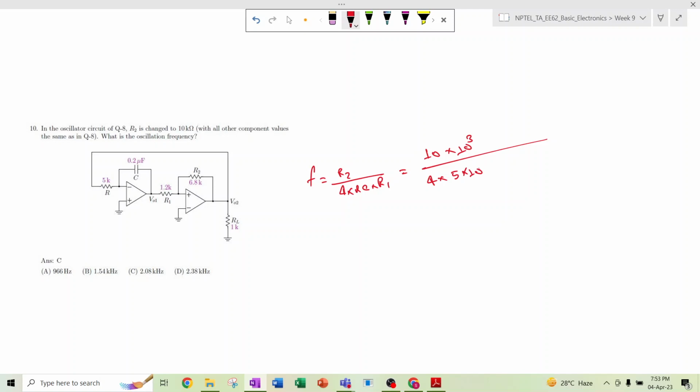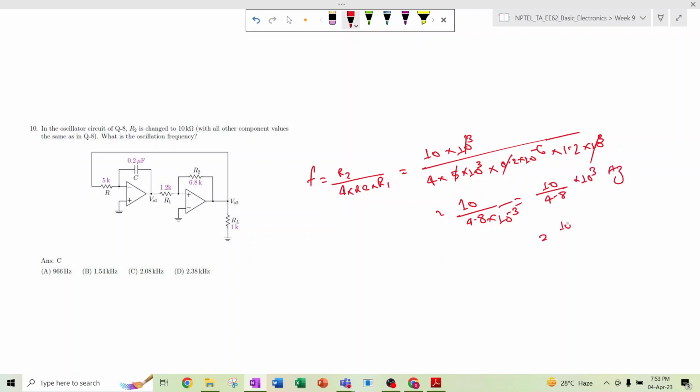So R is 5 into 10 cube, C is 0.2 into 10 to the power minus 6, and what is the value of R1? So the R1 is 1.2, right? 1.2. So now 5 and 0.2 cancel out, and this is 1.2 kilo ohm. So these two also cancel out. So now it will be 10 divided by 4.8 into 10 to the power minus 3. That is 10 divided by 4.8 into 10 to the power 3, this much hertz.